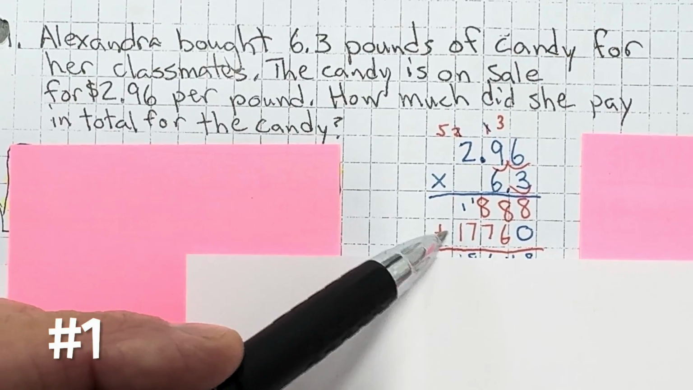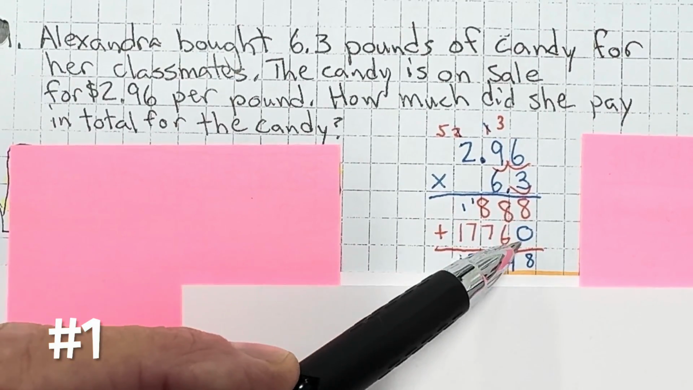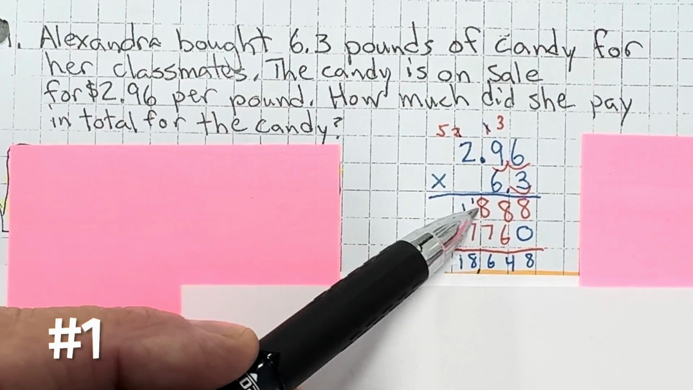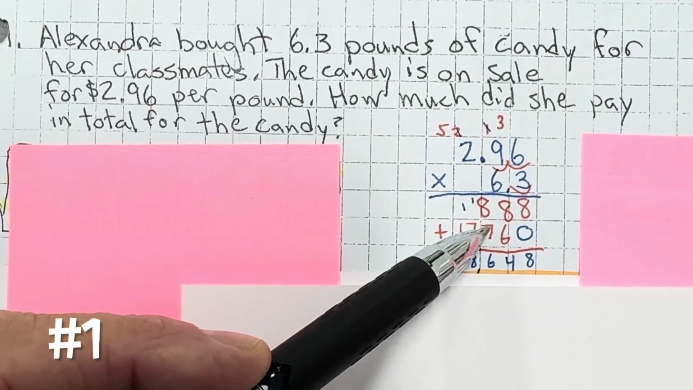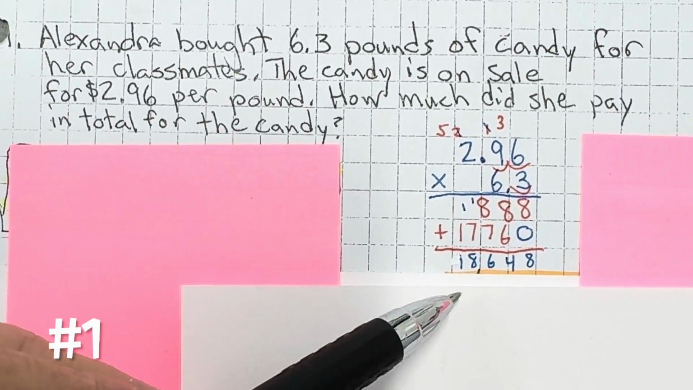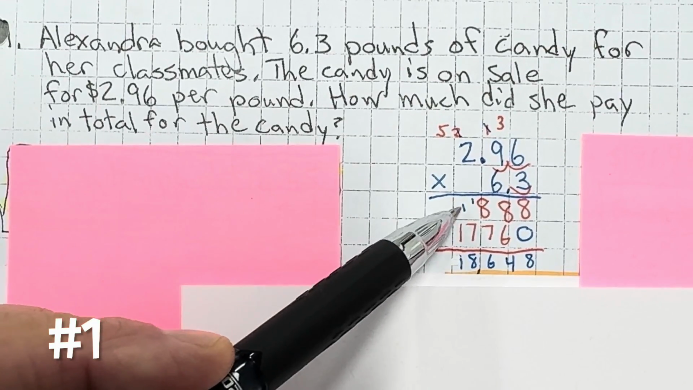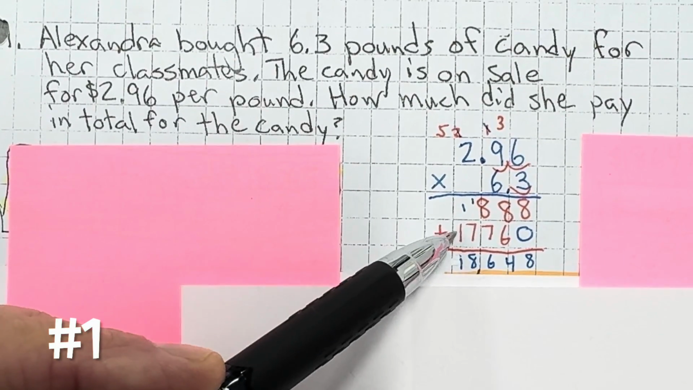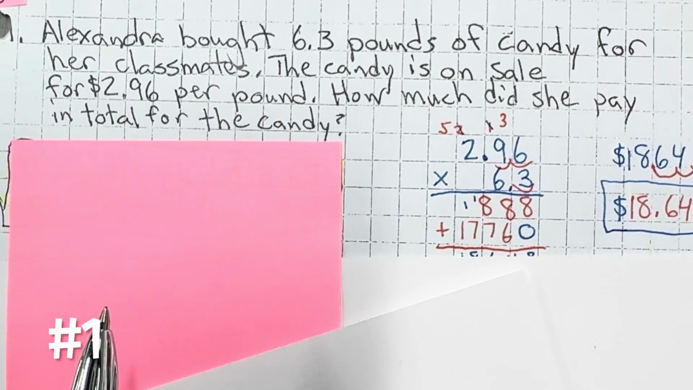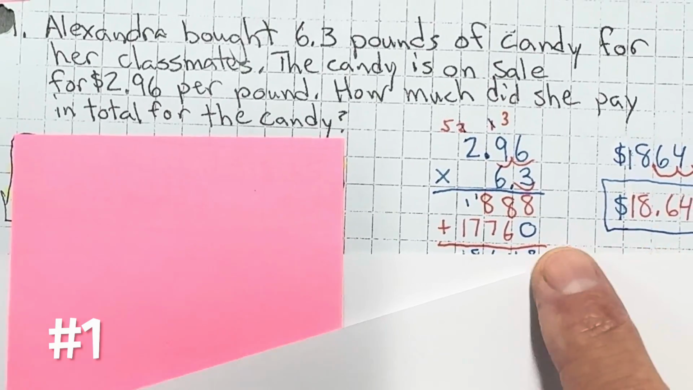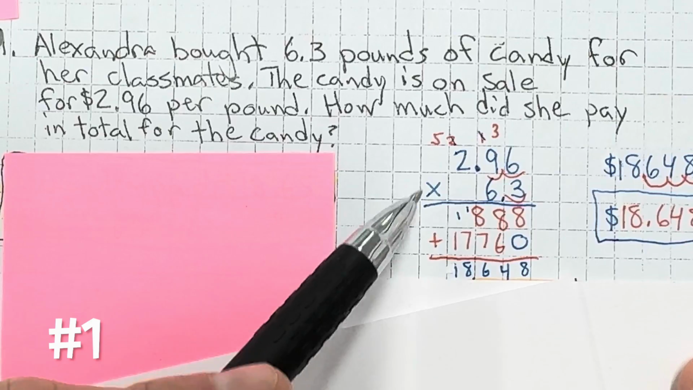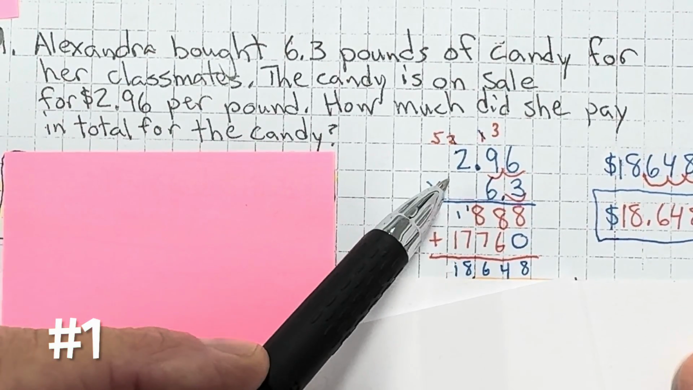Now I'm going to add. 8 plus 0 is 8. 8 plus 6 is 14. Regroup the 1. 1 plus 8 is 9, plus 7 is 16. Regroup the 1. 1 plus 1, 1 plus 7 is 8, and then 1. So that gives us 18,648. But I need to count the decimal places.